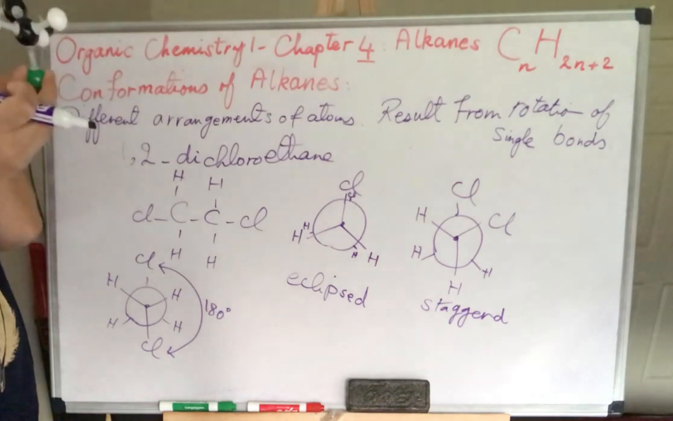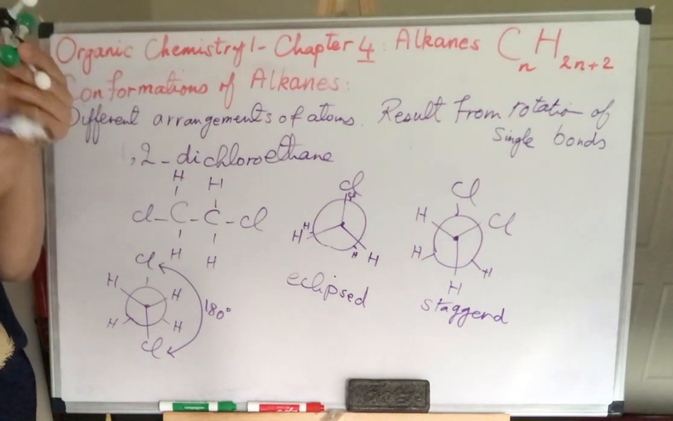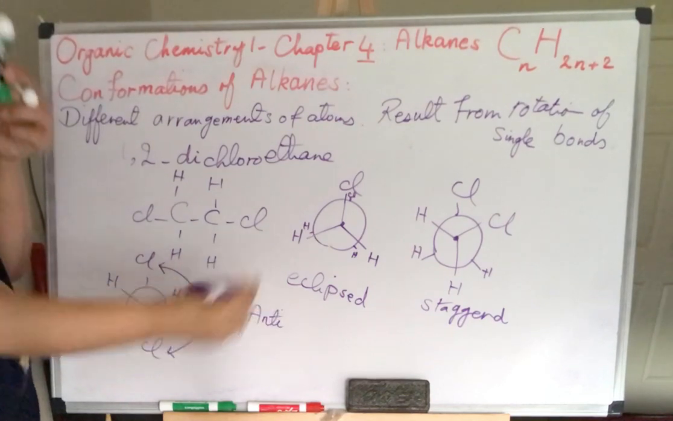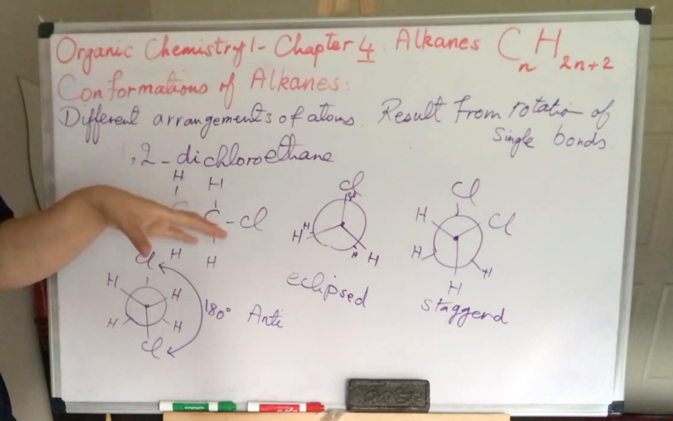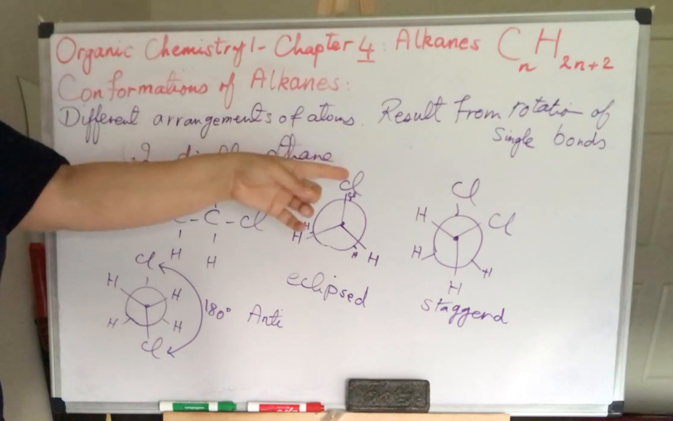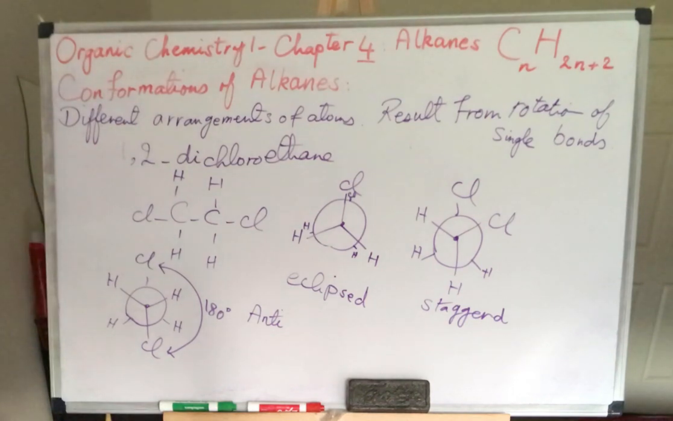Why do we emphasize chlorine? Because chlorine atoms are the largest, right? And they have the least torsional strain. So we call it the anti conformation. So by changing the groups, we have different rotations and different conformations. If you have other groups than hydrogens, then you can have an anti conformation as well. Okay.